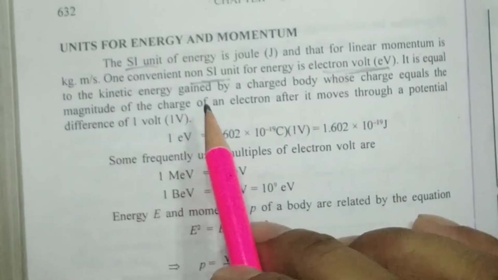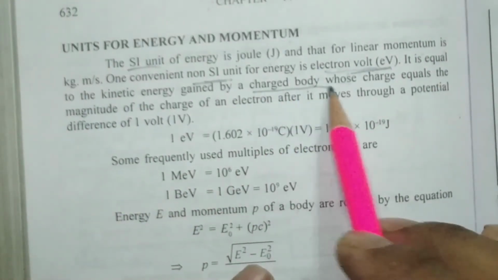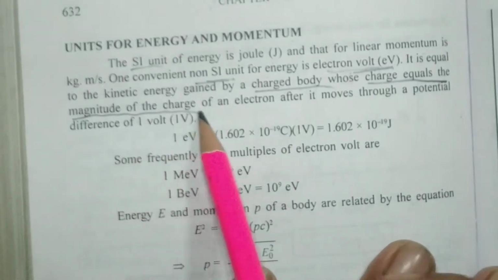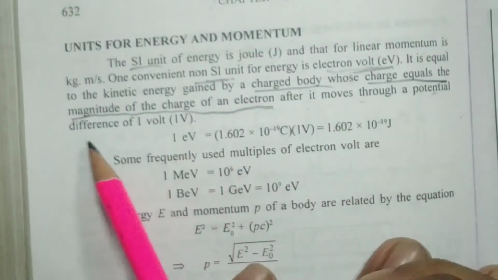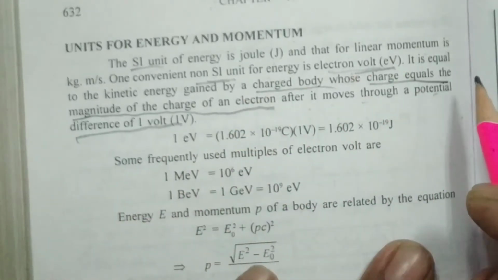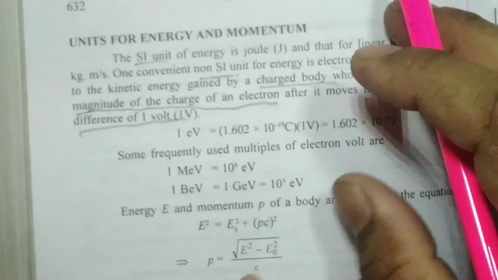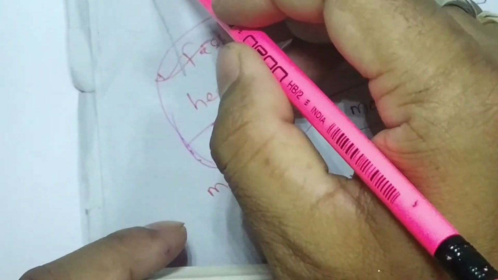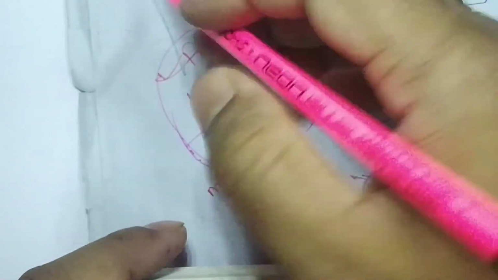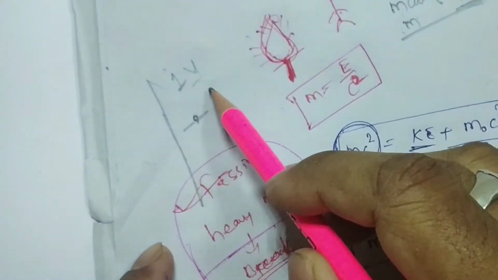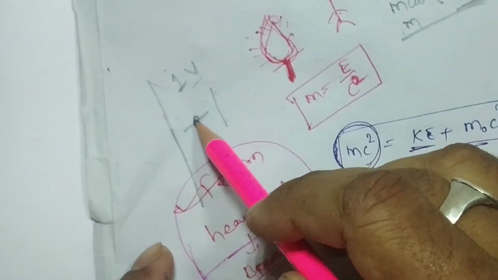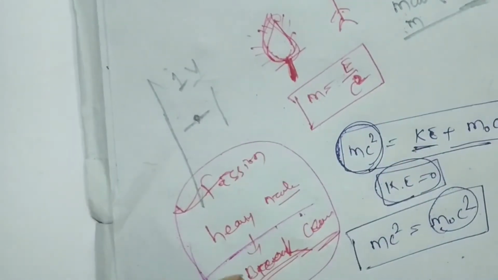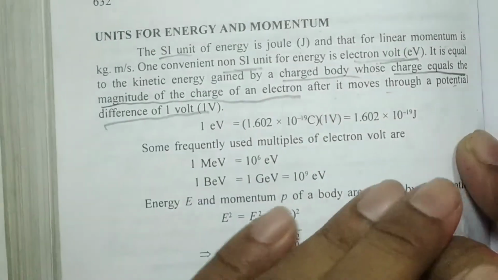It is equal to the kinetic energy gained by a charged body whose charge equals the magnitude of the charge of the electron after it moves through a potential difference of 1 volt. Then we can say that it is 1 electron volt. Suppose this is an electron and it is moving across a potential difference of 1 volt, a 1 volt gap. Whatever energy it possesses after moving in this gap will be called 1 electron volt.